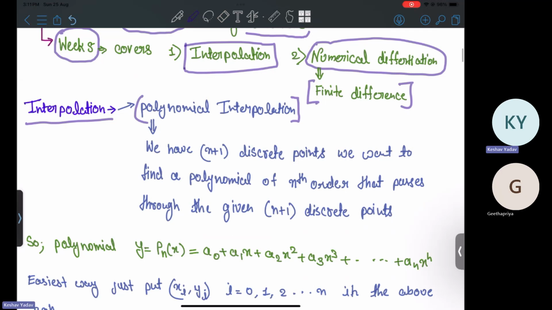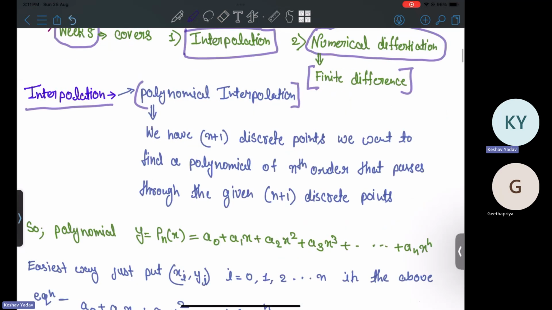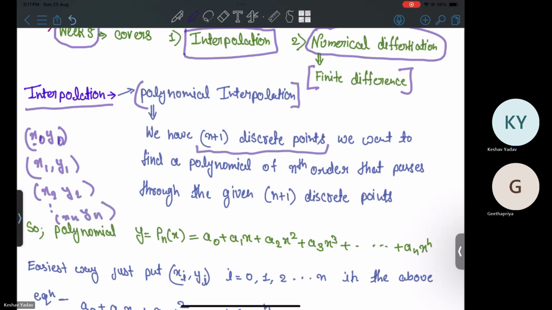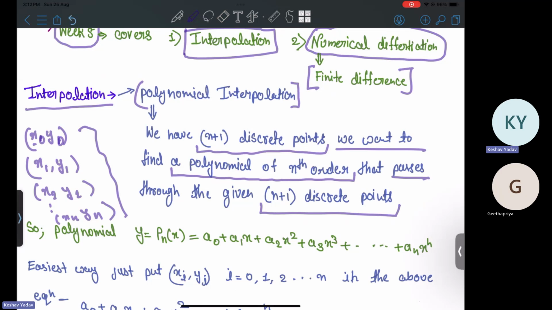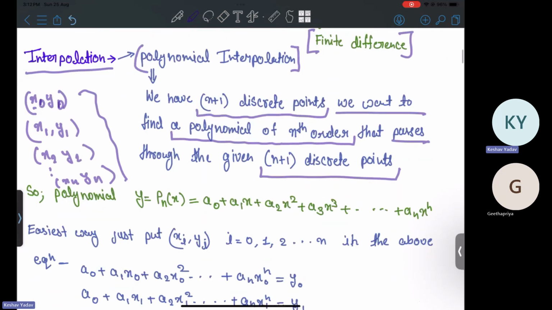Since we have the function and its value only at discrete points, let us assume that we have n+1 discrete points. N+1 discrete points means we know the function value y at x at n+1 points. What we want to do is find a polynomial of some order that passes through these n+1 discrete points. This is what we try to do in polynomial interpolation.